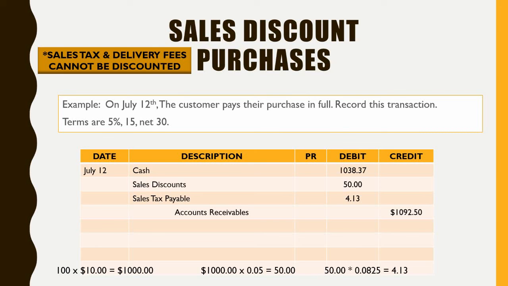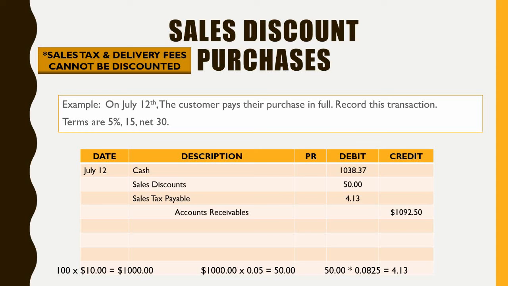So in this case, $1,000 times that 5% is going to give you $50. And how much of that tax money do I give back? The simplest way to do this is to take the actual amount that you're discounting, which is the $50, multiply the sales tax by that, and you'll get $4.13 that you have to take off as well.